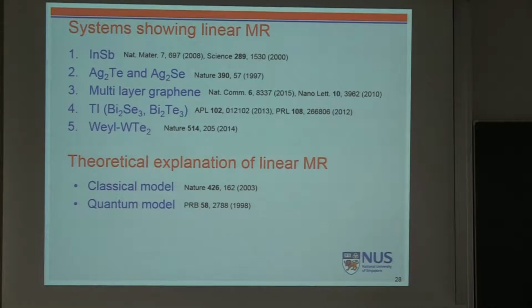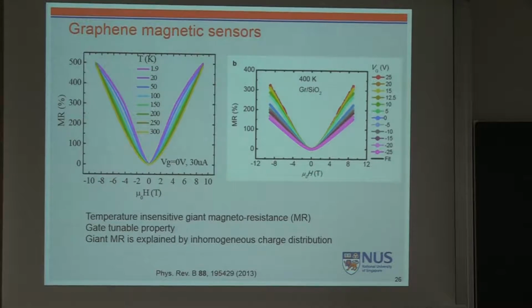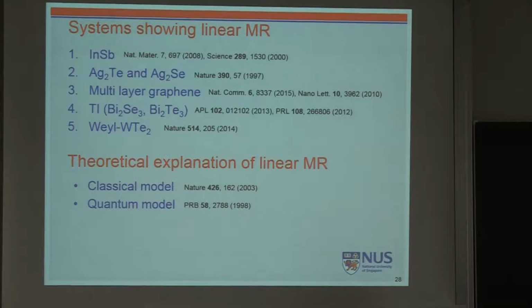And of course, this linear magnetic resistance is very interesting. As Maz introduced in the beginning of this workshop, I summarized all the systems showing linear MR, starting from indium arsenide, some silver telluride, multi-layer graphene, and even topological insulator shows linear MR. And recently, Mars demonstrated that the WTe2 material also shows a linear MR response.